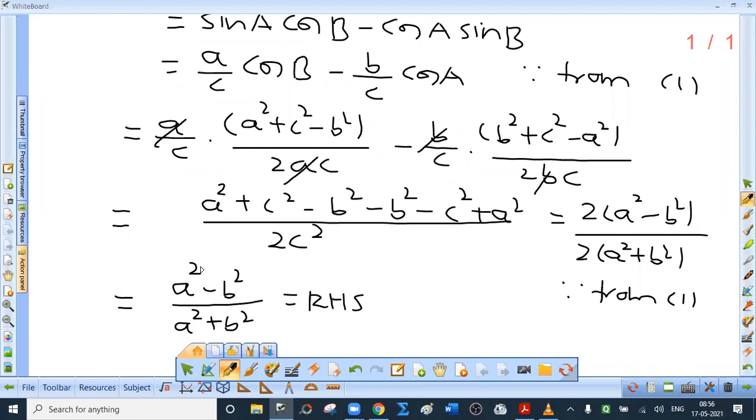Is that correct? So the numerator is a square plus c square minus b square, minus sign is there. So minus b square minus c square plus a square. So twice, in bracket, a square minus b square, upon 2 into what is c square? a square plus b square, right? So it is a square minus b square upon a square plus b square, which is nothing but the right hand side.